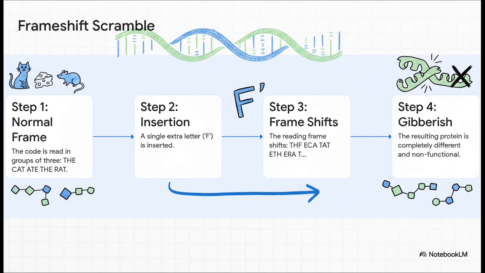Now, if you thought that was bad, frame shift mutations are pure chaos, total chaos. Imagine our genetic code is read like a sentence in groups of 3 letters, like the cat ate the rat. A frame shift is when someone just adds or removes one random letter. Suddenly, the whole reading frame shifts. The sentence becomes something like THF-ECA-TAT. It's complete gibberish. And the protein that gets made from this nonsense, you guessed it, completely useless.